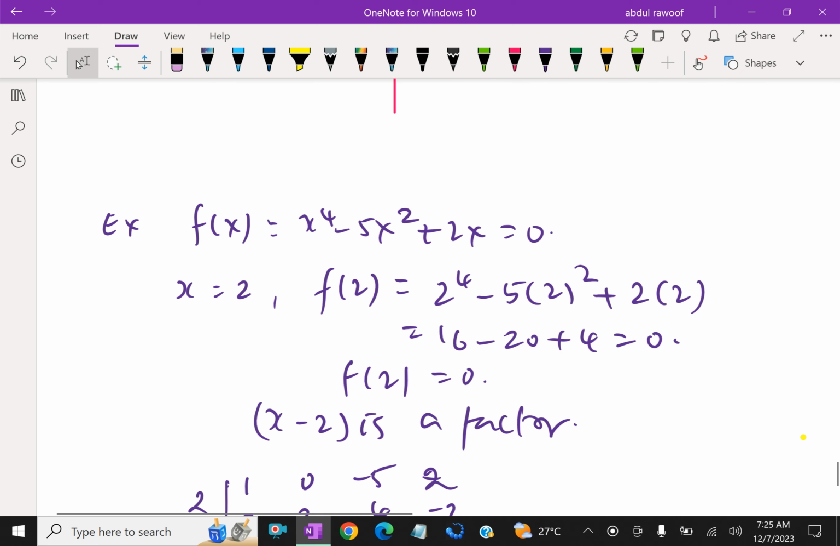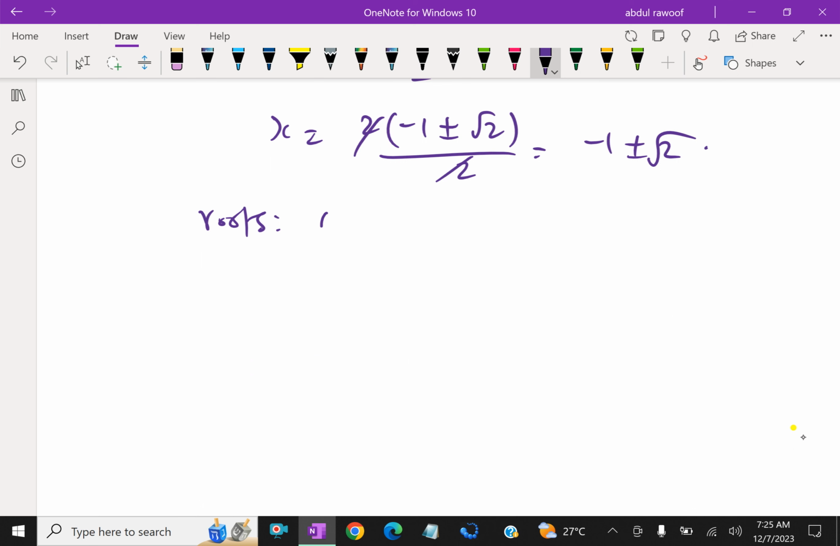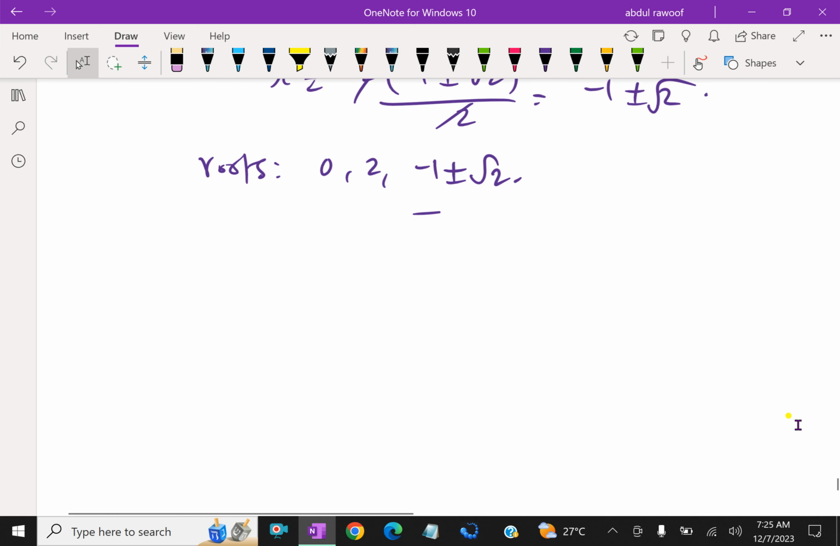Therefore, the roots are x equal to 2, x equal to 0, and the other roots are minus 1 plus or minus root 2. There are 4 roots involved. From these roots, we can sketch the figure if you want. Next question.